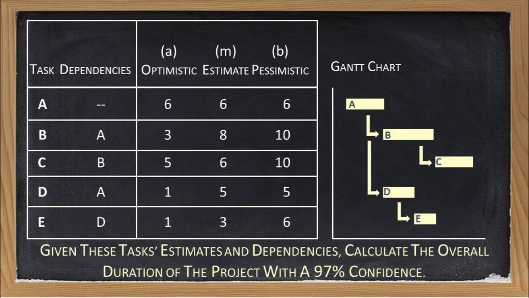A typical 3-point estimating technique problem will present you with a series of tasks along with their dependencies and optimistic, pessimistic, and most frequent duration estimates, such as I've shown you on this table. I've also included a Gantt chart just so you can visualize the task dependencies. The question will usually ask you to estimate the overall duration of the project. Let's see how that's done.